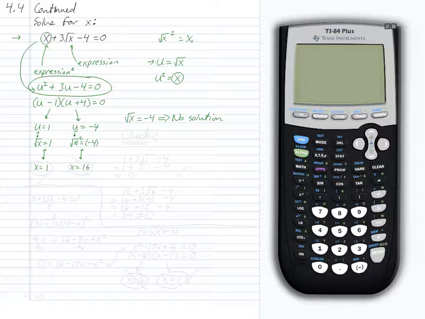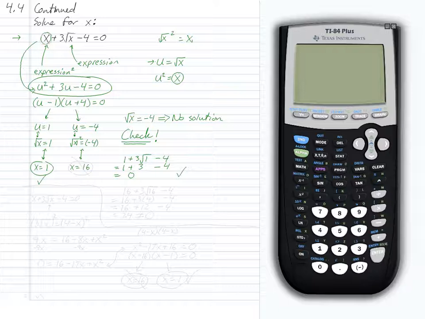Now, if at any point in your process you square both sides of an equation, you always need to check the solutions. So it's a good idea, but in this case we absolutely have to do it. So if we go back to the original equation, 1 plus 3 times the square root of 1 minus 4, that's equal to 1 plus 3 times 1 minus 4, and that's 4 minus 4, which is 0. And that checks out. So x equals 1 worked.